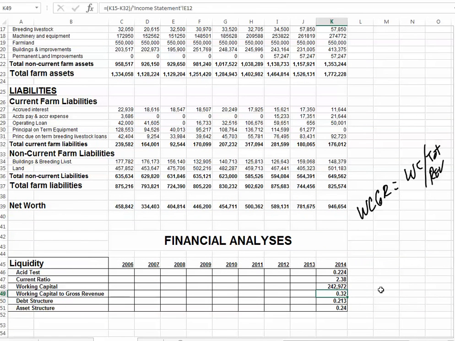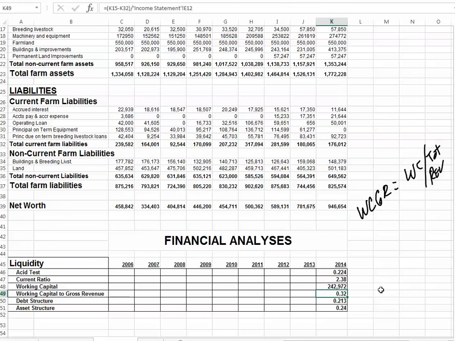Okay? So what does that number 0.32 tell me? Well, that number 0.32 is 32%. That says to me that 32% of the farm revenue generated on the farm during the fiscal year is available at the end of the year to pay for current liabilities.